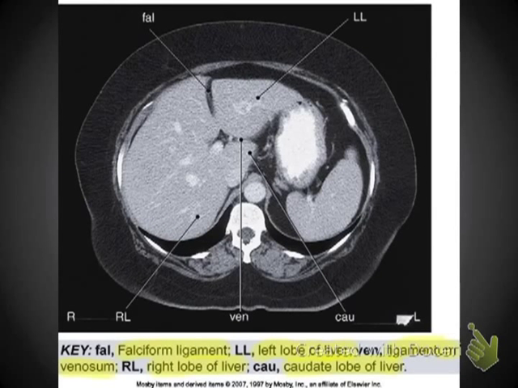Also in this image, I would like you to know the left lobe of the liver, the ligamentum venosum, which is demonstrated here. Also the caudate lobe of the liver, which is divided by the ligamentum venosum from the left lobe right here. So keep that in mind.